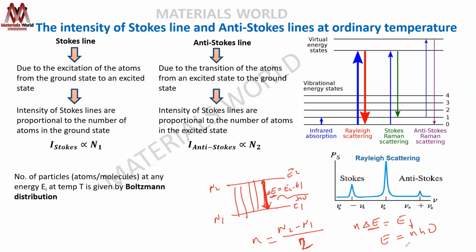N is the number of photons, that is N2 minus N1 by 2. So N2 minus N1 by 2 times h nu. This is the energy released in a single pulse in laser. If you have N1 atoms or molecules at lower energy level, N2 at higher energy level, then N2 minus N1 by 2 is your number of photons, and h nu is the energy of each photon. You got my point? See, there is an inversion of equilibrium. What is equilibrium?